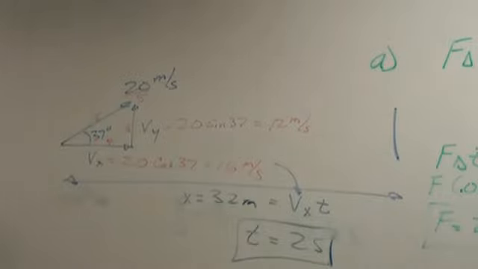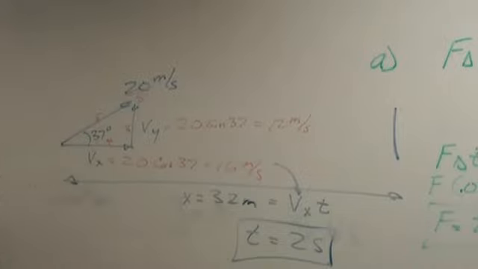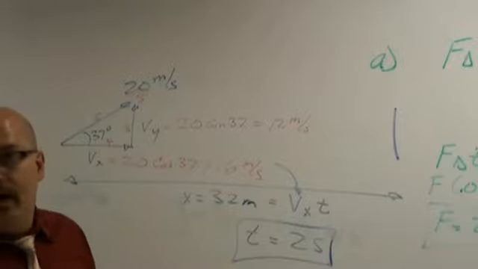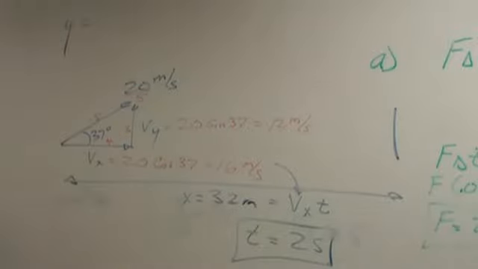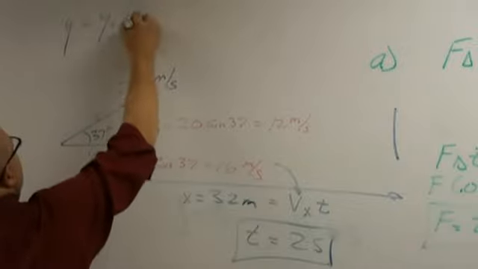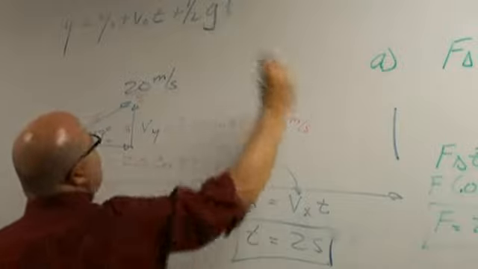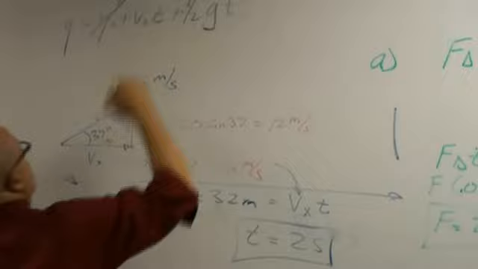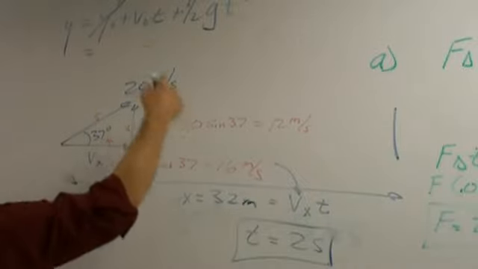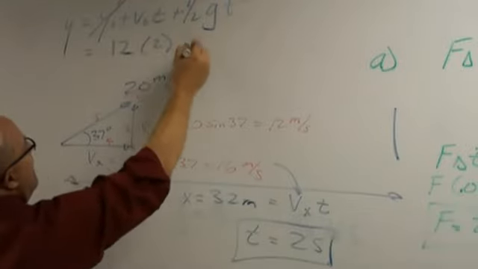Then ask, how high is the ball above or below the top of the fence? Okay? How high above or below? That's a y question, right? So we're looking for the y location. y equals y naught plus v naught t plus 1/2 g t squared. Okay, very important. y naught is 0. v naught is 12, times the time of 2 seconds.